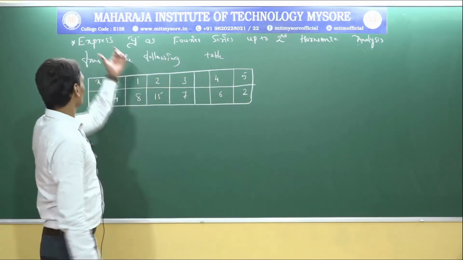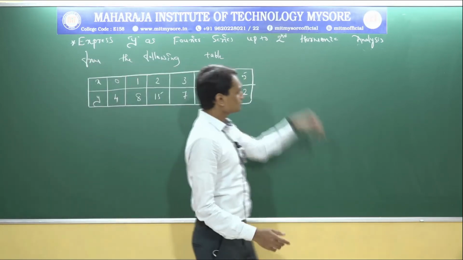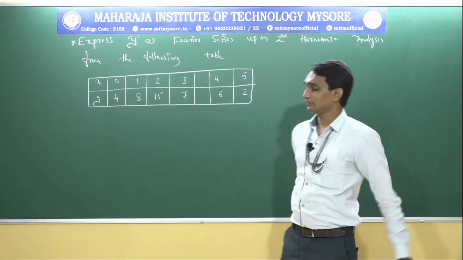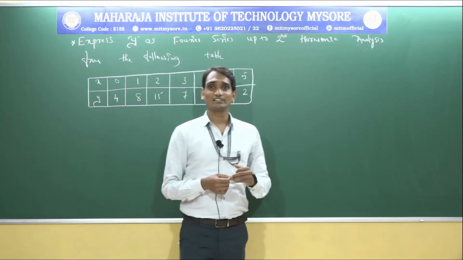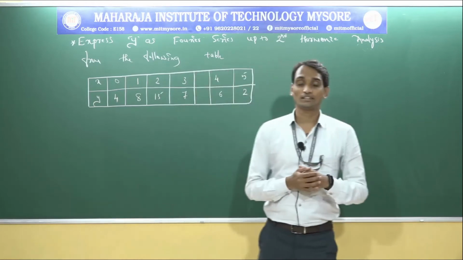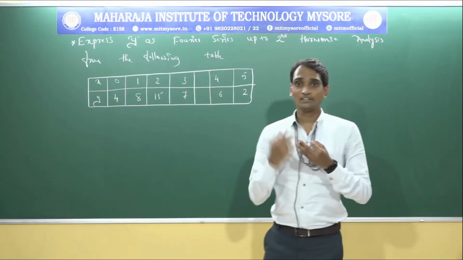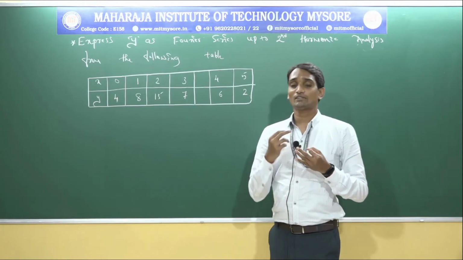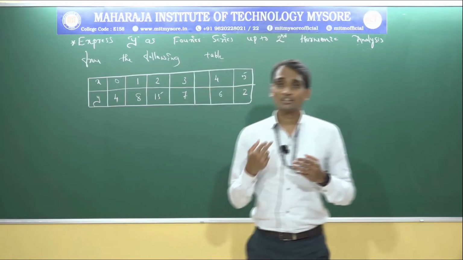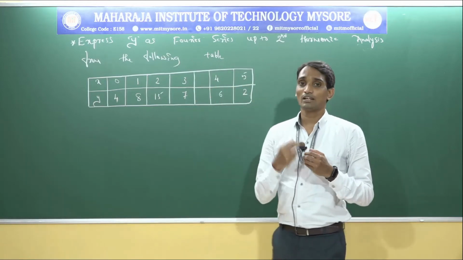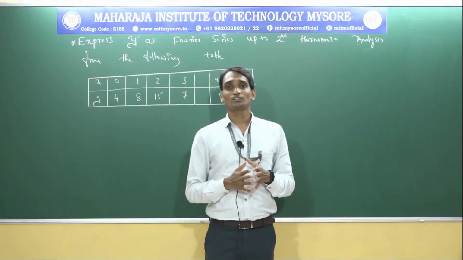Now the given question is, express y as a Fourier series up to second harmonic analysis from the following table. Some x and y values are mentioned. By using those x and y values, we need to calculate the second harmonic analysis. The values we require are A naught, An and Bn. Generally we need to calculate A naught, An, Bn, but here the second harmonic is mentioned. So A naught, A1, B1, A2, B2 are all the values we need to calculate.